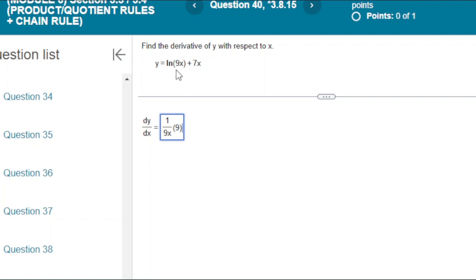And by the way, one other reason why that works is what's ln of 9x? Isn't that the same thing as ln of 9 plus ln of x? And the derivative of ln of 9 would be 0, because it's just a constant. And the derivative of ln of x is 1 over x. So the derivative of ln of 9x ends up really just being 1 over x. It's 1 over 9x times 9, but the 9's actually cancel. Or you could have simplified this ahead of time, written as ln of 9 plus ln of x, and taken the derivative of those. Okay, now we also have plus, well, the derivative of 7x is just 7.